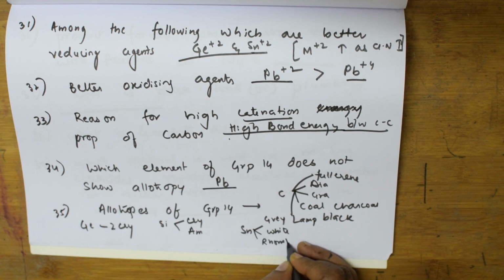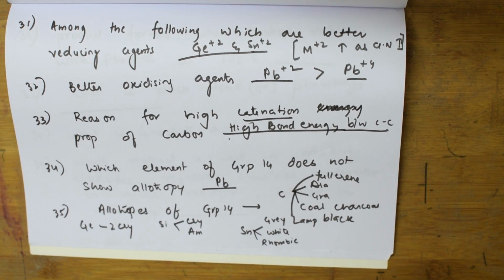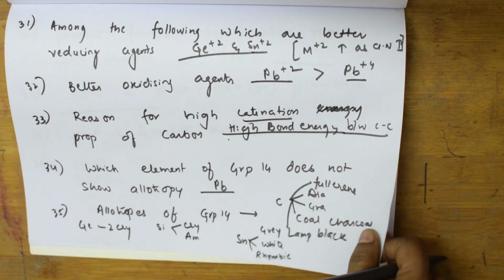Gray, white and rhombic forms. Remember this. So these are the allotropes of these elements. Let us see the next question, students. Let me turn the page.